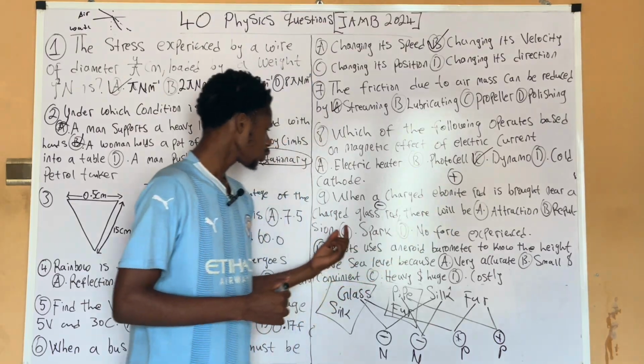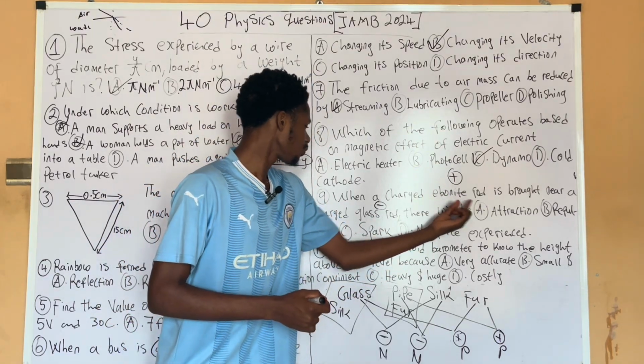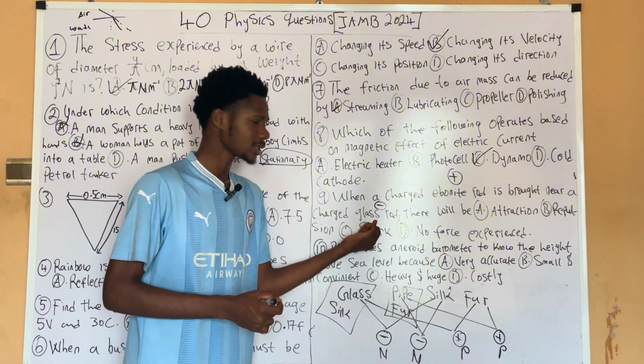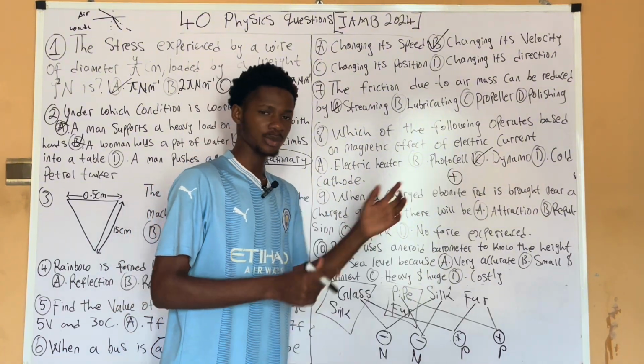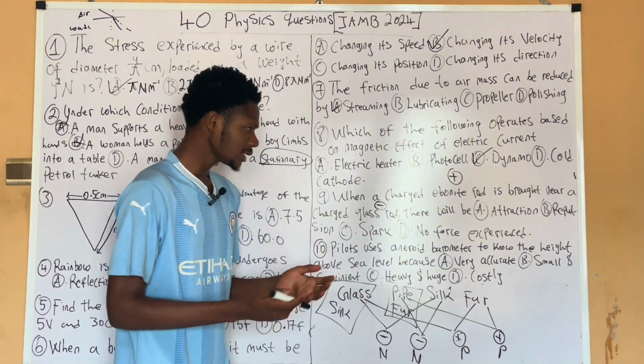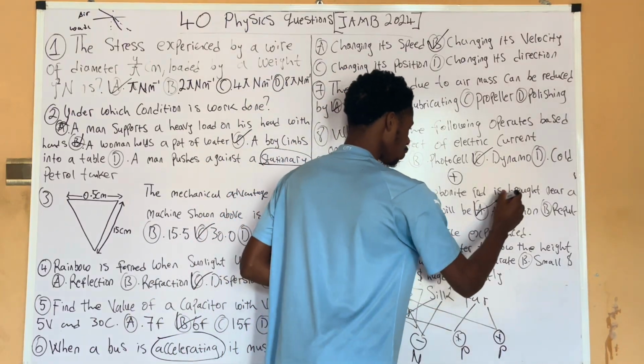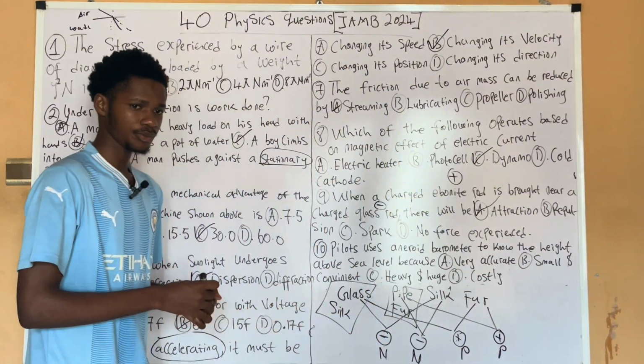So take note that ebonite rods are generally positively charged. If we are bringing an ebonite rod close to a glass rod, what do we get? A negative and a positive charge being brought to each other. We do get an attraction, right? So it simply means that the correct answer to this question is A, an attraction.